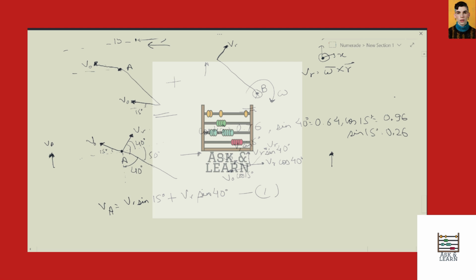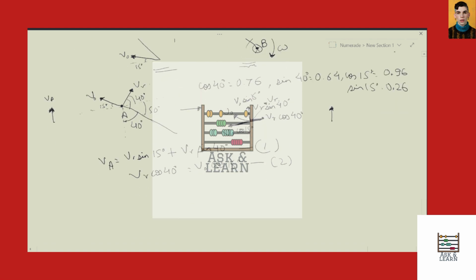And then there is no motion in the perpendicular direction. So these components will have to cancel. So VR cosine 40 degrees is V naught cos 15 degrees. This is equation 2. If we solve these two, then basically we can get our VA in terms of V naught, which is known. So let us do that. We will look up values from here to help us.